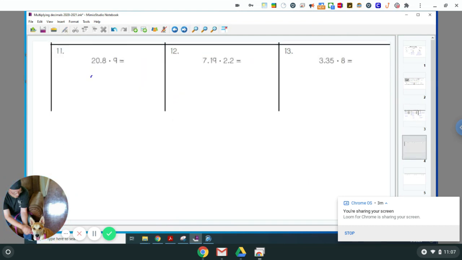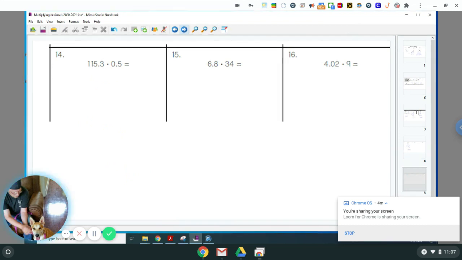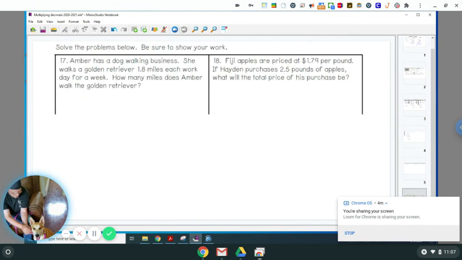So let's practice one more. There's only one decimal, so you have to move it once. So you get 187.2. Okay, if you want to practice, these are good practice. I'm not going to do them because they're the same idea.